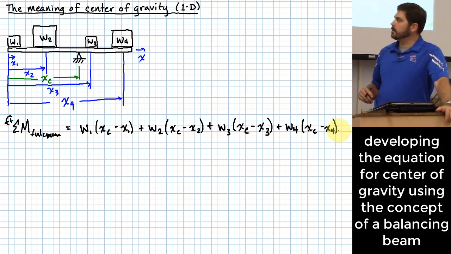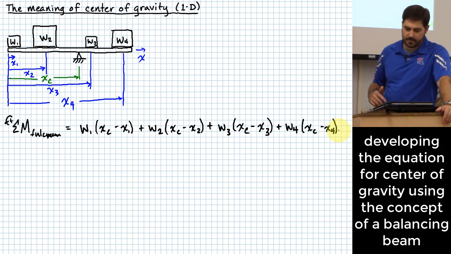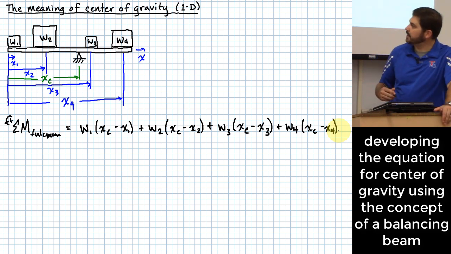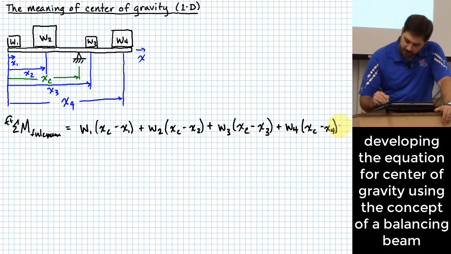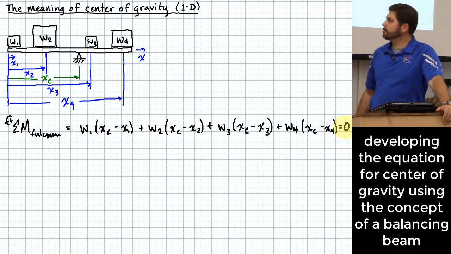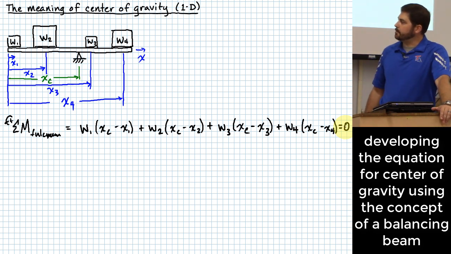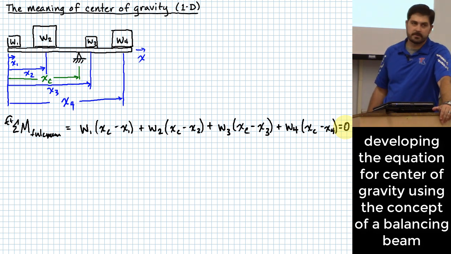Those are all the moments that are created around that fulcrum point, right? And if I don't want it to accelerate angularly, what must the sum of all these moments be? 0. Okay? So now here's a question for you. Could I expand each one of these terms out?